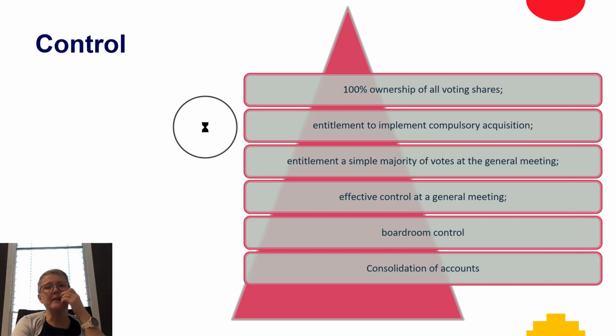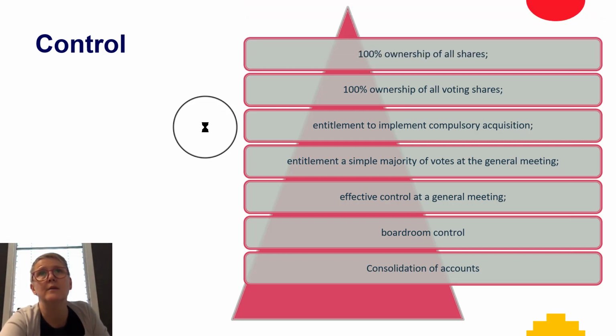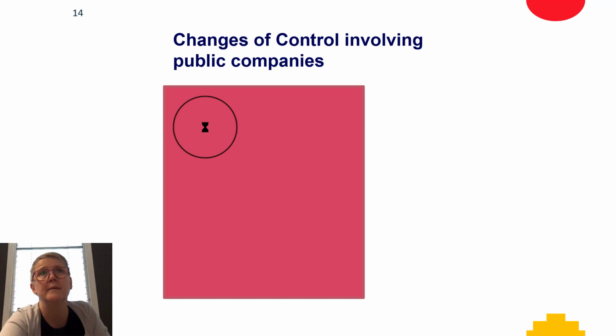I've put consolidation of accounts in there because if you have a level of control that's sufficient to require a consolidation of the accounts of a target into an entity that's controlled by the bidder, you've effectively got a financial control. You've got that ability to bundle a business in with your larger business. So there are lots of different ways of achieving the same thing. And 100% ownership, of course, is absolutely it.